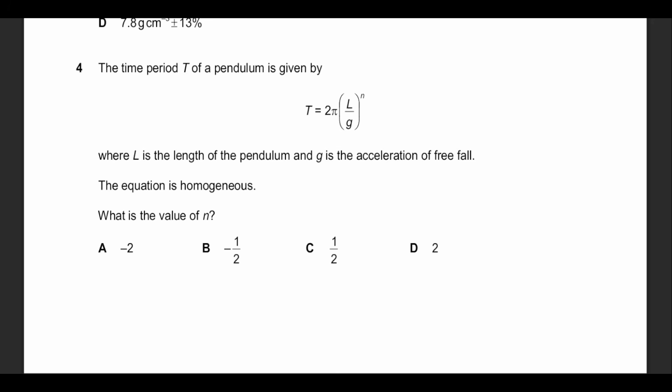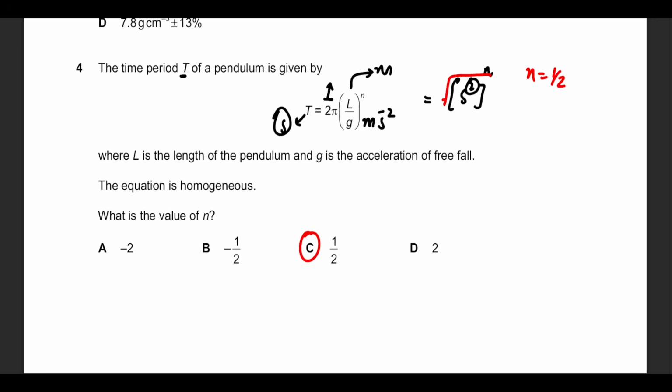Question 4. It suggests the time period of T. Now, T should have a unit of seconds. 2 pi is a constant, will not have a unit, but length is in meters. And then we have g as m s to the minus 2. So whatever we have inside the bracket eventually looks like something with s squared raised to power n. If we want to make sure that this does end up looking like seconds, then I need to finish out this square somehow. The only way I can do this is by taking a square root. So n should have been equal to 1 over 2, and that is the answer for option C.